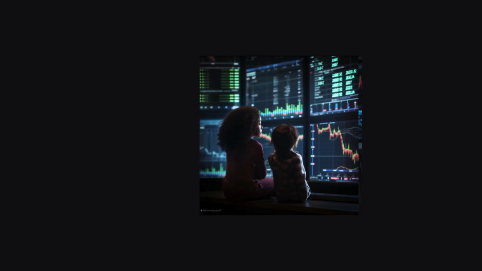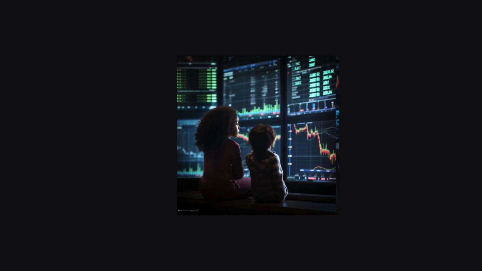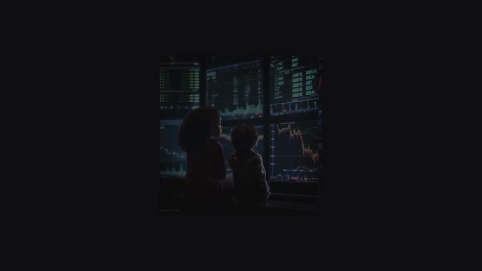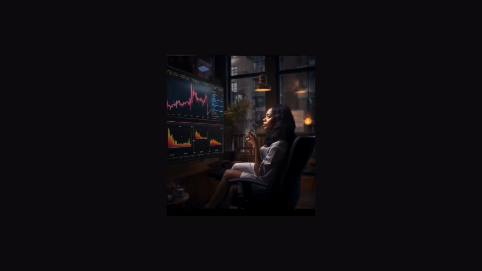If a cryptocurrency consistently bounces off a certain price level, support, and struggles to break through another level, resistance, a trader might use this information to establish potential entry and exit points. A bullish trend might be confirmed if the price consistently stays above a moving average, while a bearish trend could be indicated by the price consistently falling below the moving average.